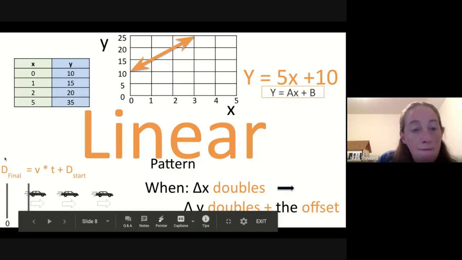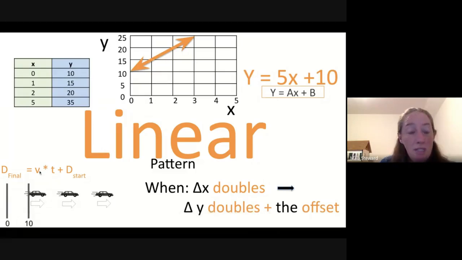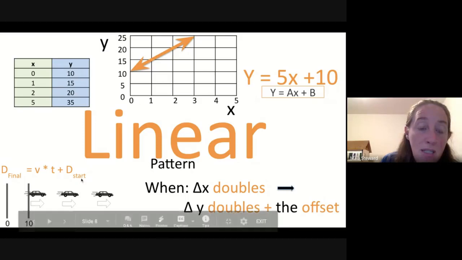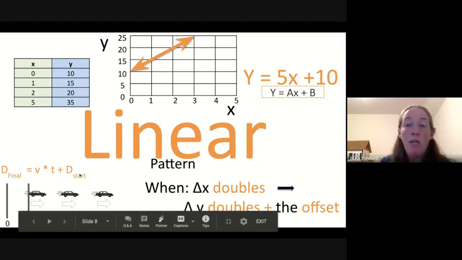So the final amount that I have traveled is if I take the speed that I'm going, and this is v for velocity because hopefully I'm going in the same direction the whole time. So my velocity times the amount of time that I've traveled plus the distance that I already had under my belt when I started.